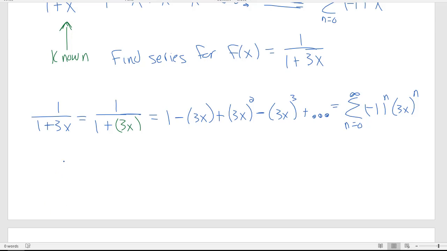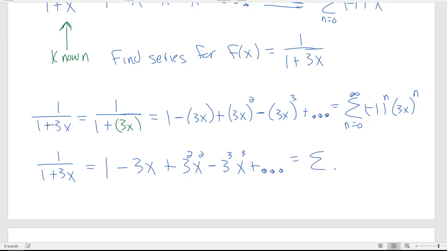So I'm going to keep writing this. I want to keep making the connection to the function because that's the conversation in this section. So 1 is 1, and then 3x is 3x, and then 3x squared. Well, that's technically 3x times 3x, which is 9x squared. But I'm going to write it as 3 squared x squared, and I'll point out to you why I do that in a second. And then this is going to become minus 3 cubed x cubed, and so on and so forth.